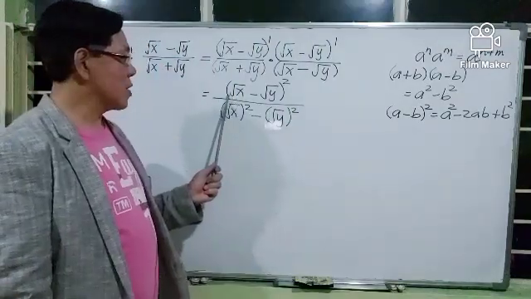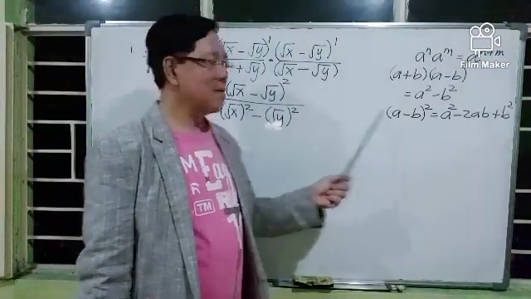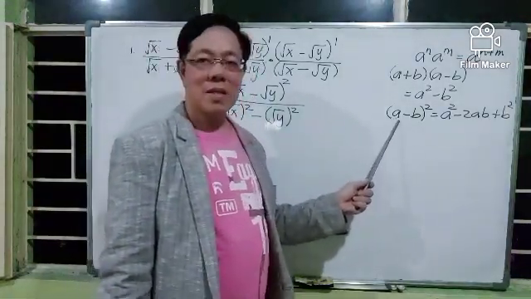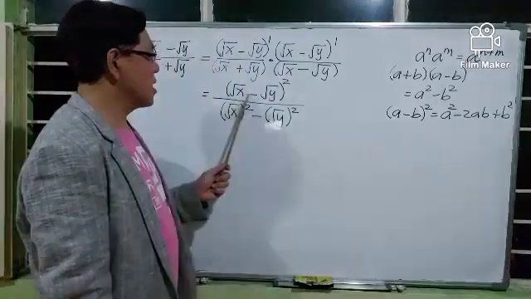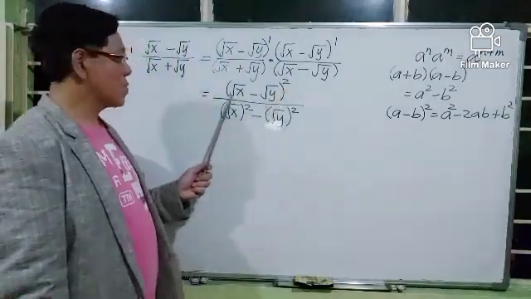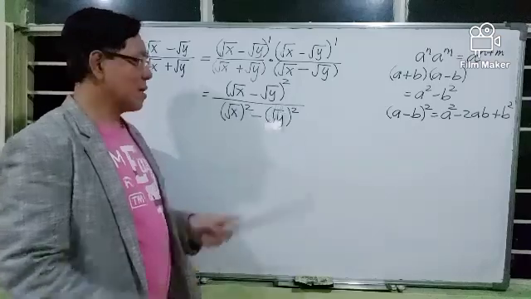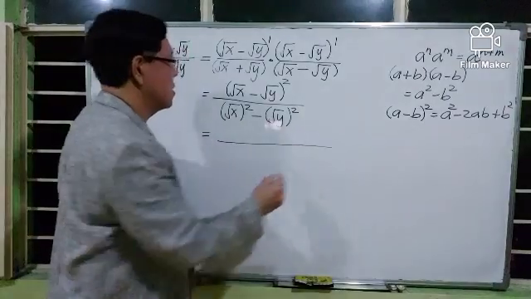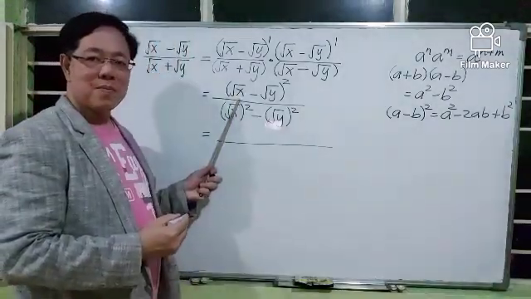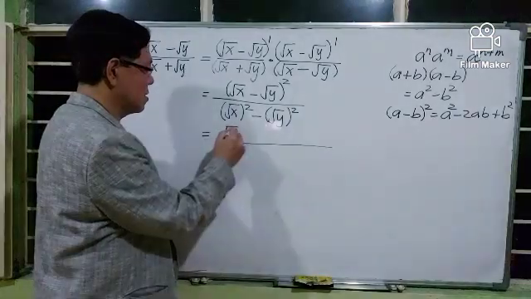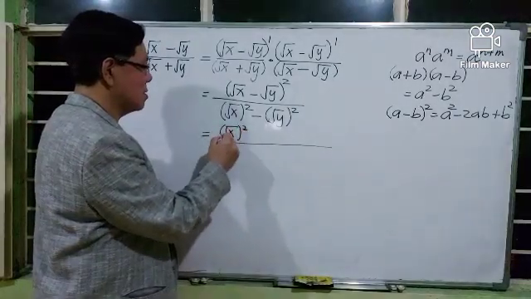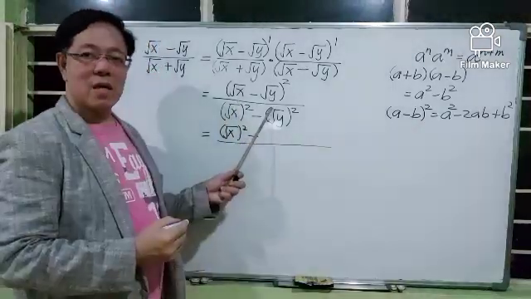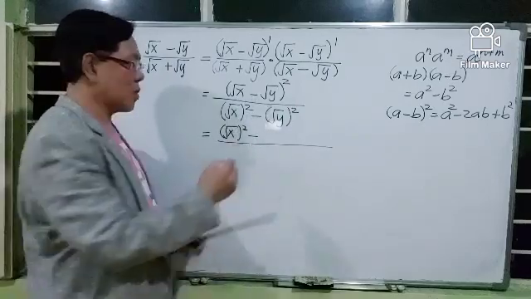In the numerator, square root of x is our a, square root of y is our b. And applying this special product rule to the numerator, the square of square root of x minus square root of y is equal to the square of the first term, square root of x squared, minus twice the product, or 2 times the product of the two terms.